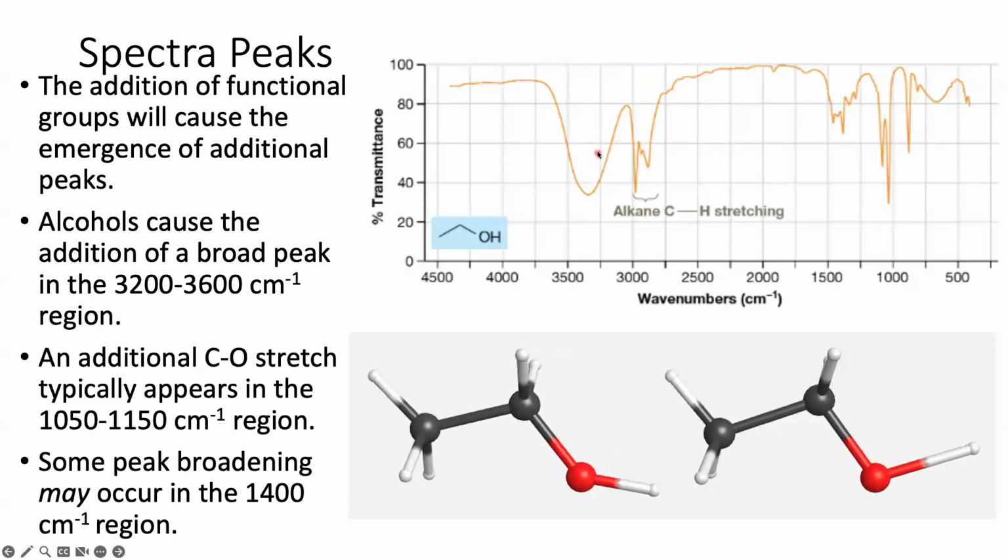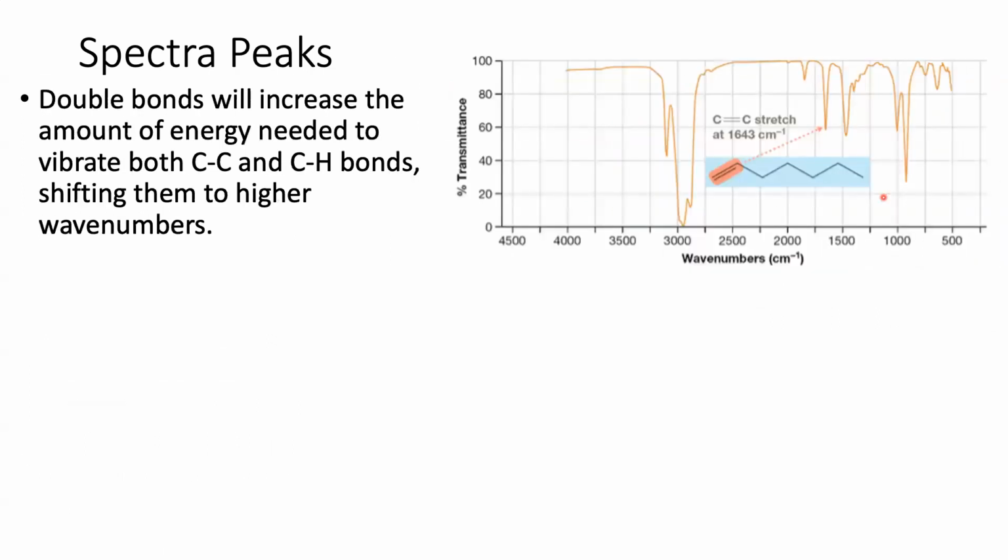Big focus here. First thing you're looking for is this OH stretch. If you think that's an alcohol, go ahead and just confirm that you have some sort of peak down around 1000. It's probably a good indication you have an alcohol present.